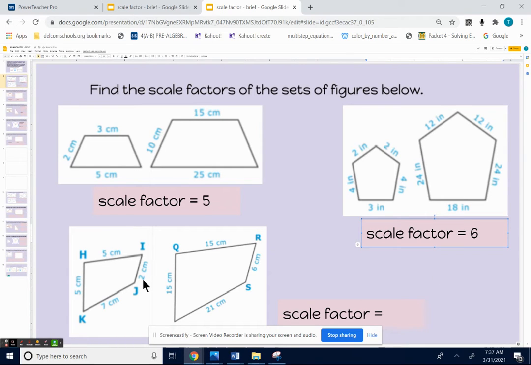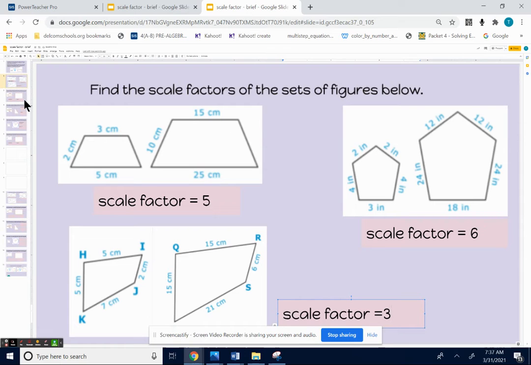For the last problem here, we go from 5 to 15, we go from 5 to 15 again, we go from 7 to 21, and from 2 to 6. We're multiplying by 3 every time. So the scale factor is 3.